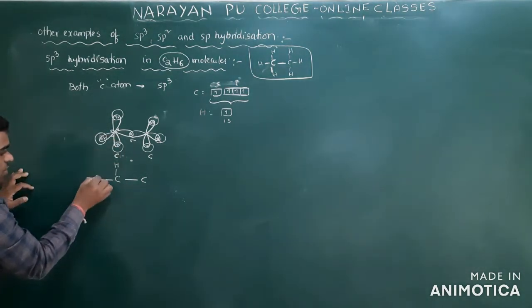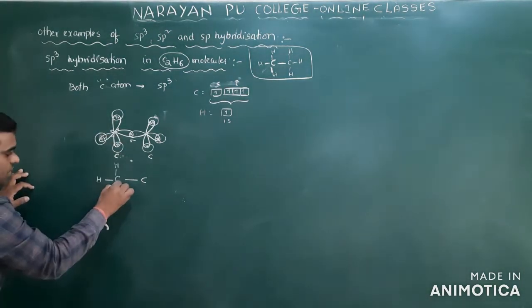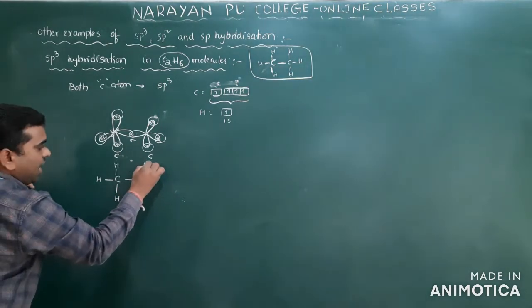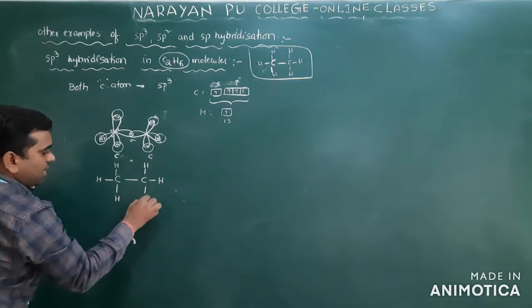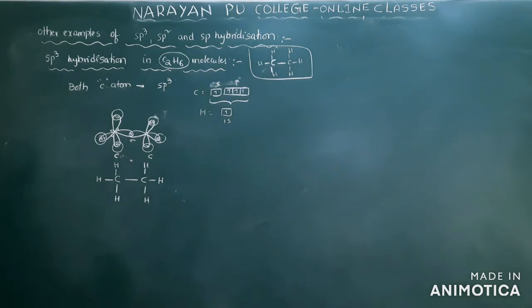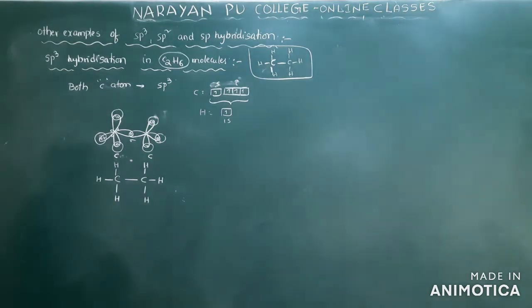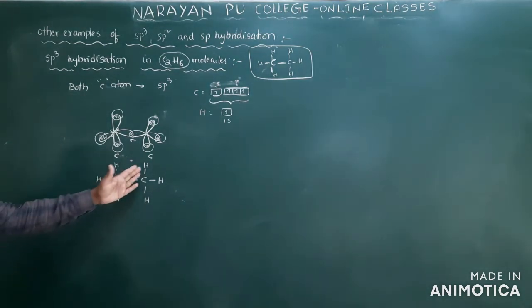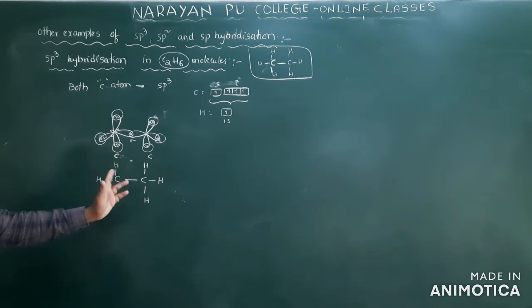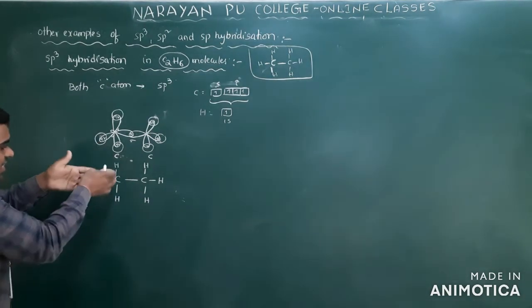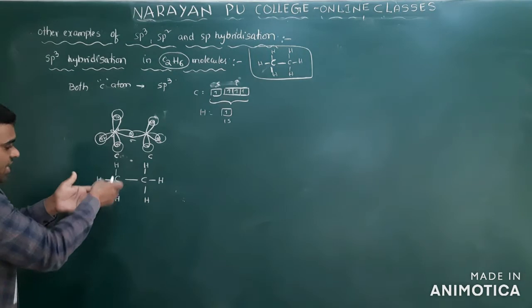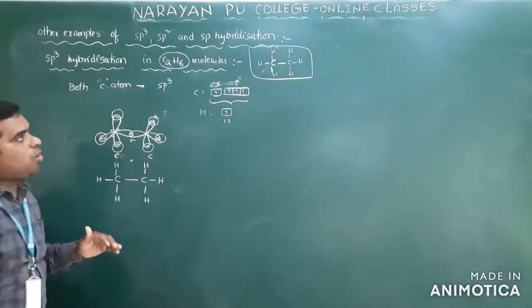And here there is one hydrogen, and here also one hydrogen, and here also one hydrogen. Hydrogen, hydrogen and hydrogen. This is the ethane molecule. Clear? So what is the bond angle? If you take any bond angle here, clear? I have written like this, but actually it is not exactly like this. Clear?